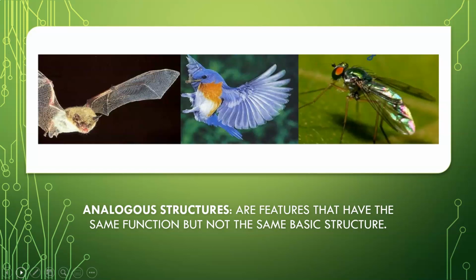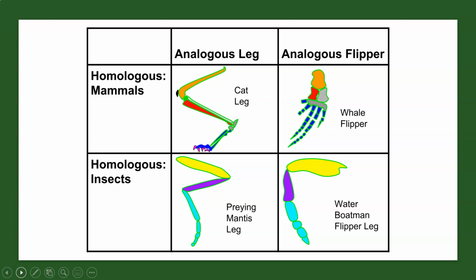So we've looked at homologous structures. Now we also have analogous structures, and these are features that have the same function but not the same basic structure. Let's have a think about this. If we look at homologous mammals, we've got the cat leg and the whale flipper. They're homologous. They're both pentadactyl. They've got the five digits. They are similar in structure but very different in function.